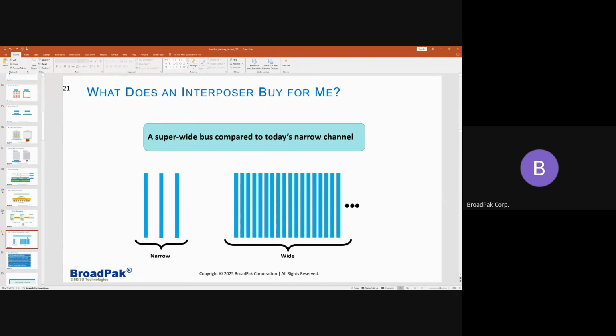what does an interposer buy for me? That's a question that we could ask ourselves. So an interposer could be glass, could be silicon, could be ceramic. It depends what the material is. An interposer provides a super wide bus compared to today's narrow channel. Today's laminate or organic type substrate is kind of narrow, with a limited line width and spacing. Yet if you go to the interposer, you get a lot more. You get a very wide bus. You can go parallel interface, and connect the devices at a much lower power compared to something like this.